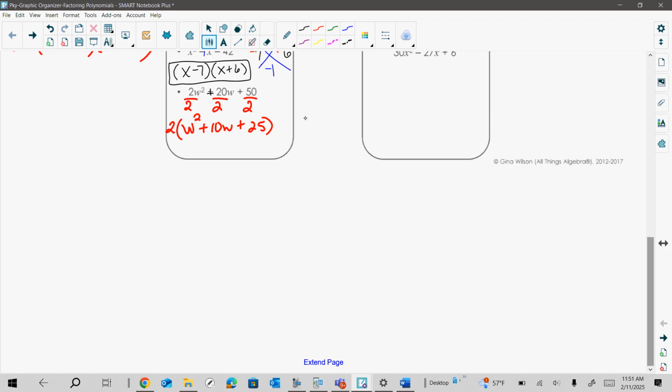So now I'm doing my puzzle, putting 25 at the top and 10 at the bottom. I want factors of 25 with the sum of 10. Yeah, 5 and 5. So keep the 2 in front. This would be w plus 5 and w plus 5. But since these 2 factors are the exact same, this would be w plus 5 squared.